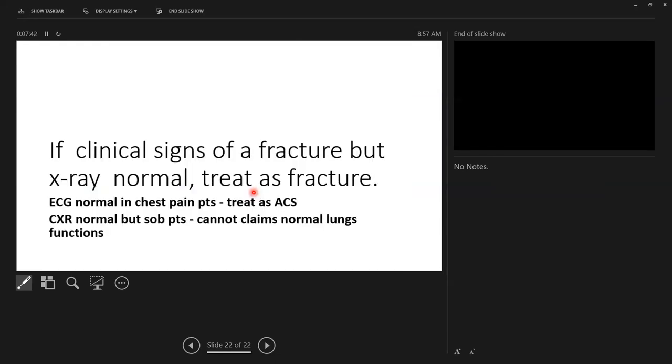So my take home message: if a patient looks like a fracture, but the X-ray doesn't show a fracture, please treat as a fracture. Because in a medical patient, if the ECG is normal but the patient has chest pain, ACS. If the chest X-ray is normal but the patient is ill, you cannot claim that the lung is normal. You treat the patient, not what you see. Okay? Thank you. Are there any questions for that?